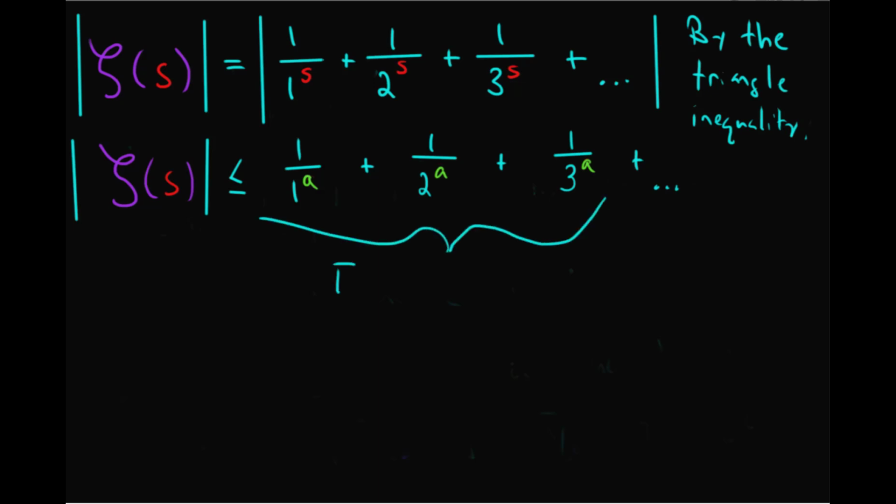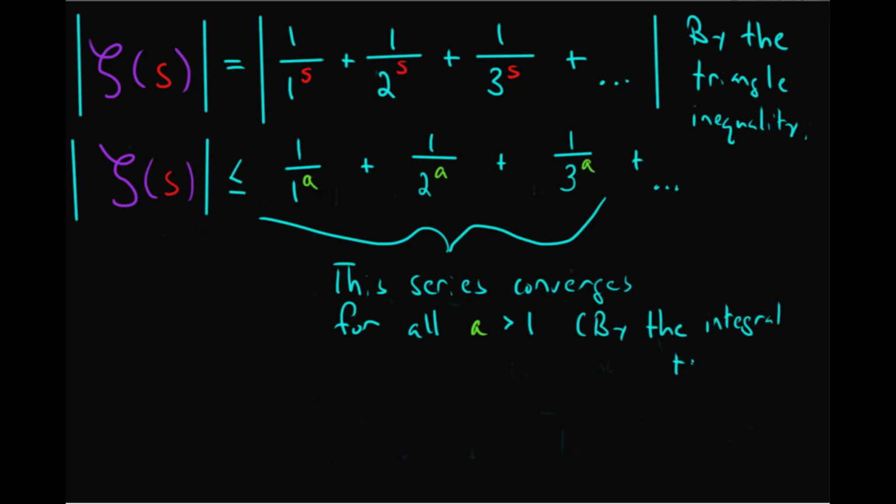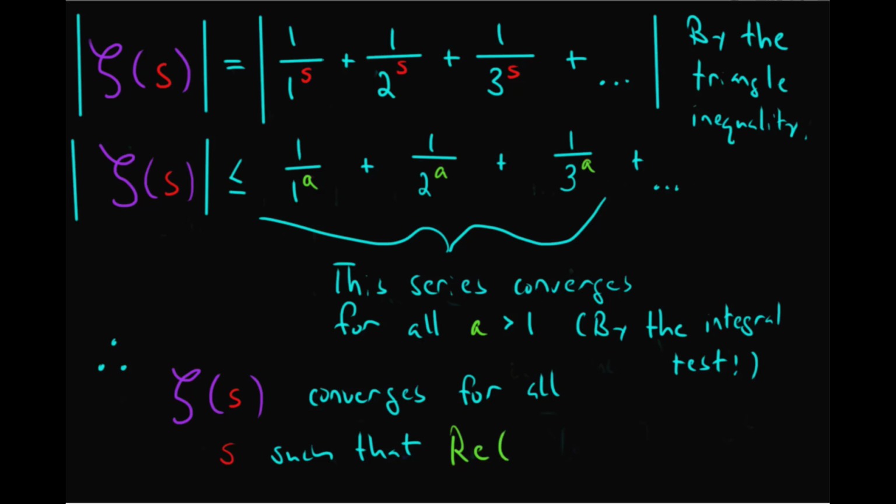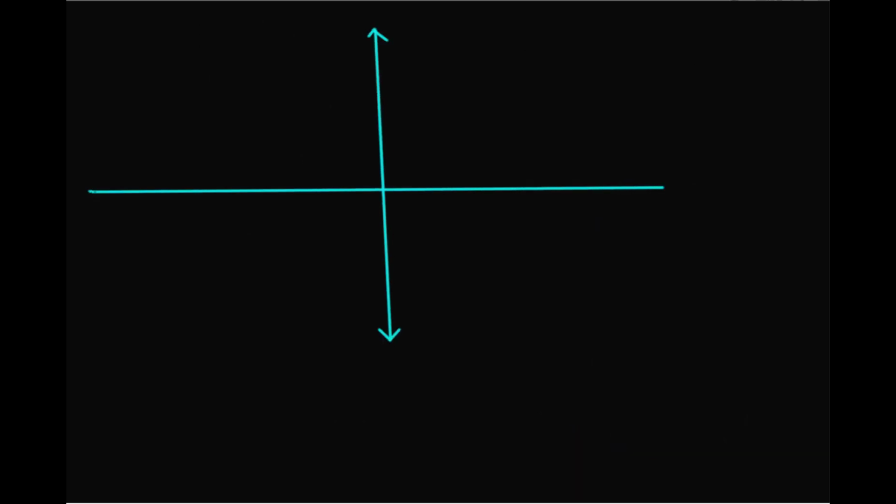And this series, 1 over n to the a, where a is a real number, only converges where a is greater than 1, by the integral test. So this argument demonstrates that zeta of s converges for all s such that the real part of s is greater than 1.